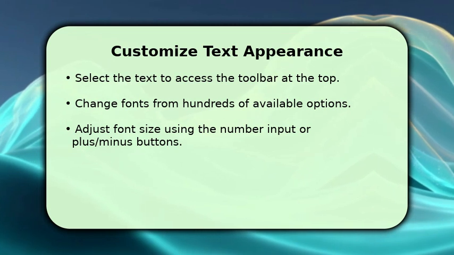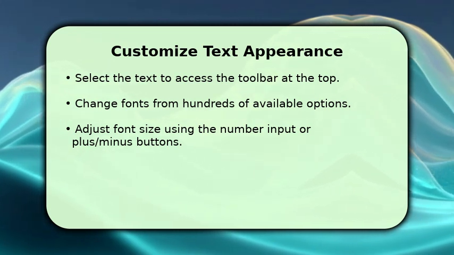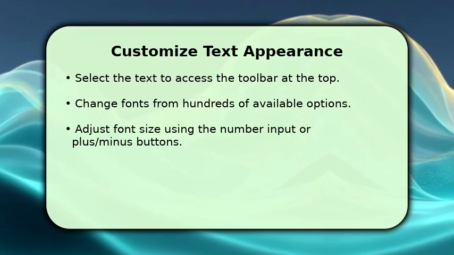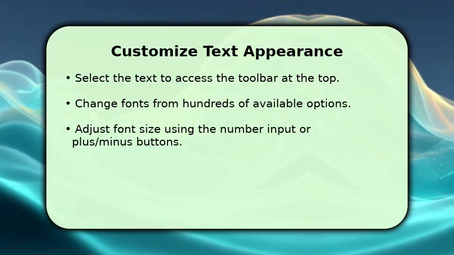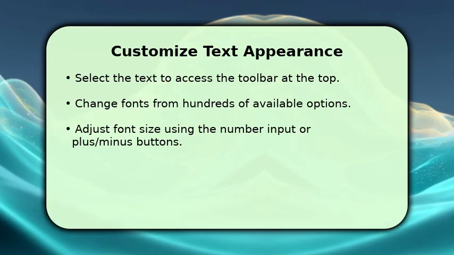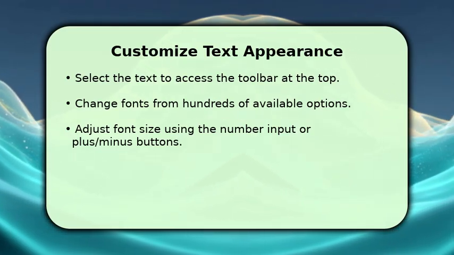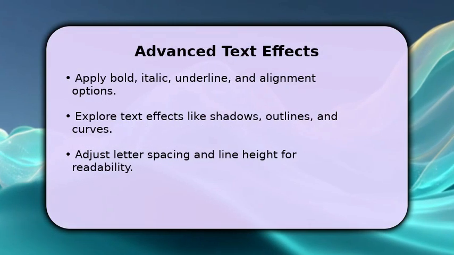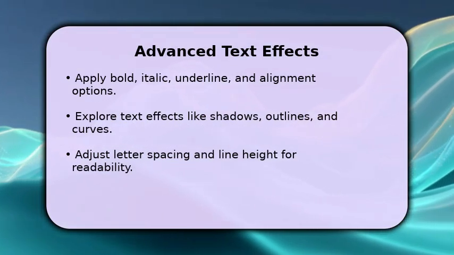Adjust the font size using the number input or the plus and minus buttons, ranging from 8 to 144 points or more. You can also pick a new text color from the color palette, ensuring your text perfectly matches your design's aesthetic. Beyond basic formatting, Canva offers powerful text effects.